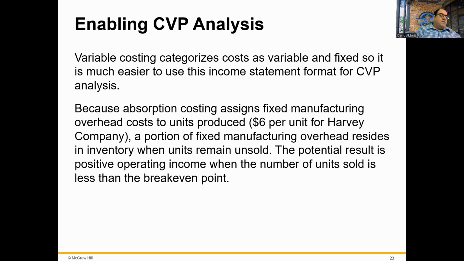And then some advantages of variable costing and the contribution approach. Enabling CVP analysis. Variable costing categorizes costs as fixed and variable, so it is much easier to use this income statement format for CVP analysis.